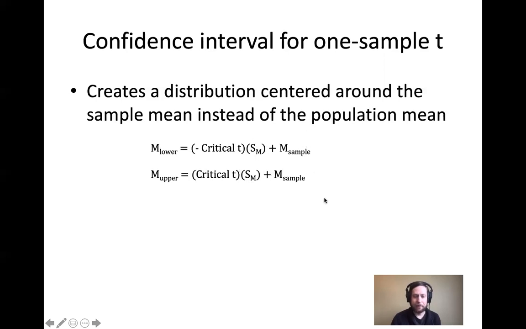And then you add the sample mean. So structurally it's very similar to when we did this with z in chapter 8, except now we have a critical t here instead of critical z, and this is estimated standard error here instead of just regular standard error.